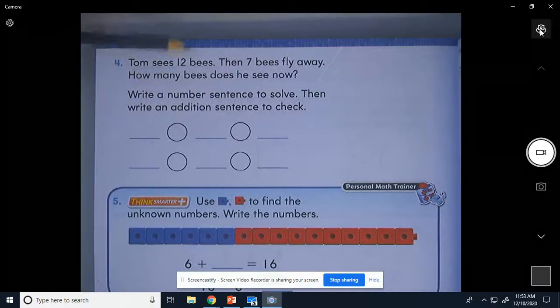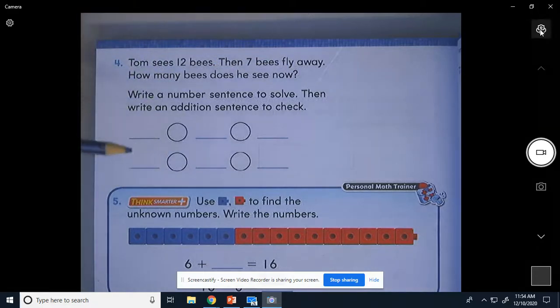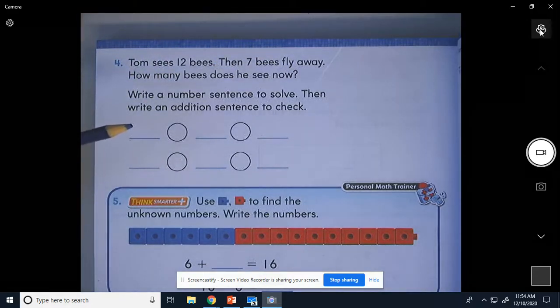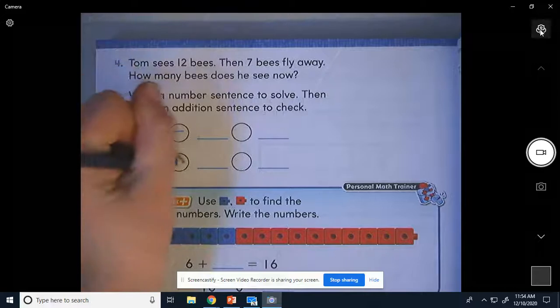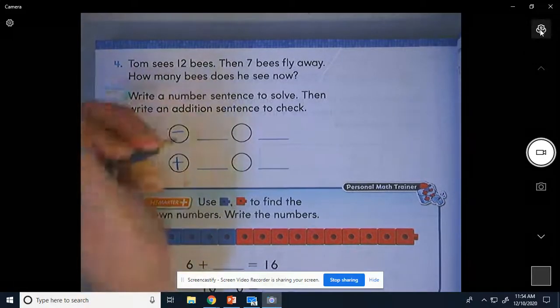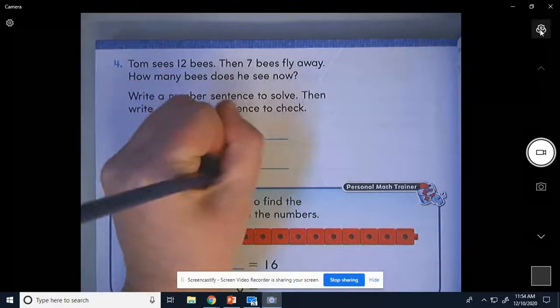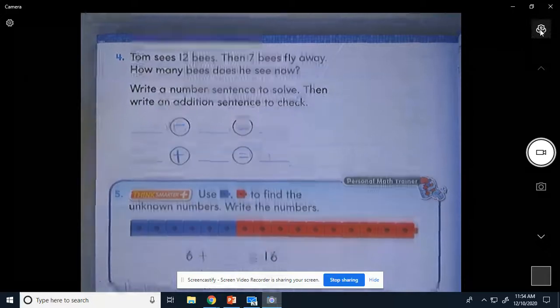Tom sees 12 bees. Then 7 bees fly away. How many bees does he see now? So you're going to write that in a number sentence. Okay? So the first one's going to be a subtraction. And then they want you to write an addition fact family for that. So how could you write it in a different way?